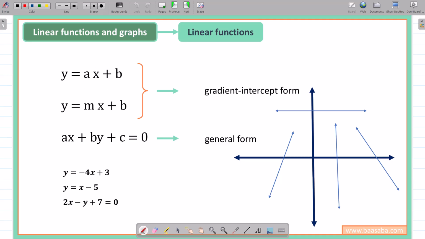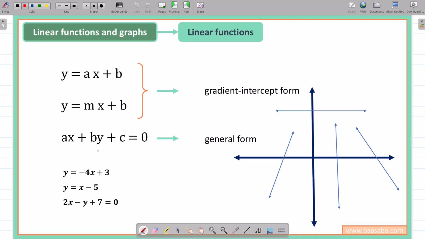We call this form of the linear function gradient intercept form because we can easily with a quick scan say what is our gradient and what is our intercept. And later we are going to talk about the gradient and intercept more, and we're going to see how they can help us graphing the linear function in the questions.